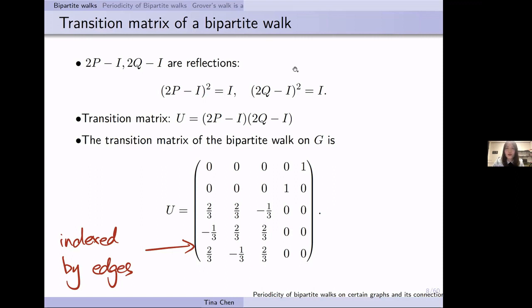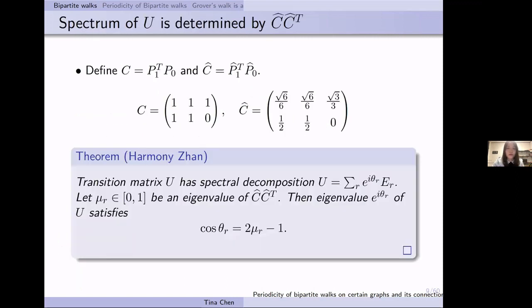Okay, since we know what bipartite walks are, I'm going to show you why today I'm going to focus on bipartite walks defined over biregular graphs. Because if the graph is biregular, the spectrum of this transition matrix is going to be determined by the spectrum of your underlying graph.